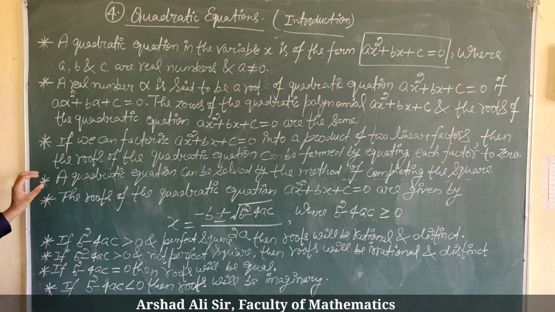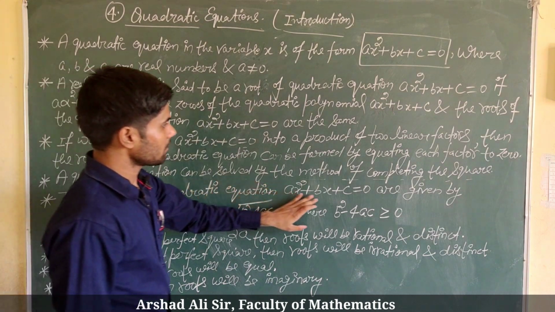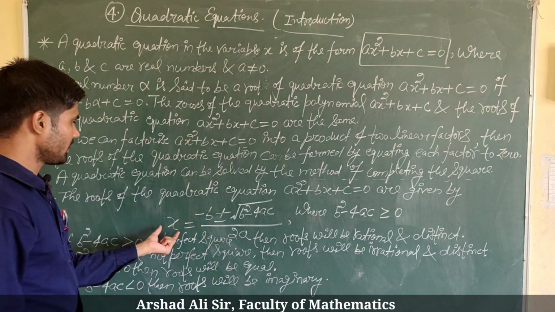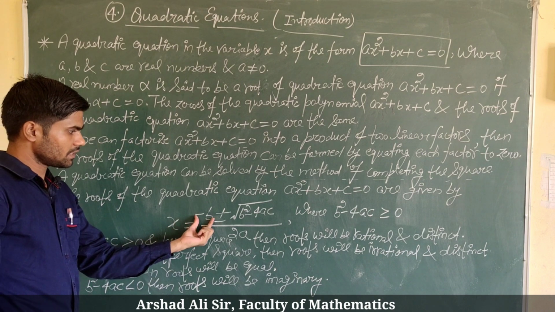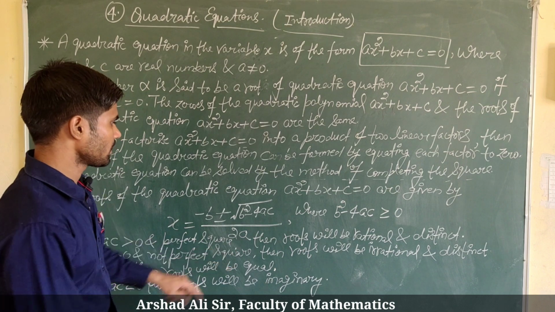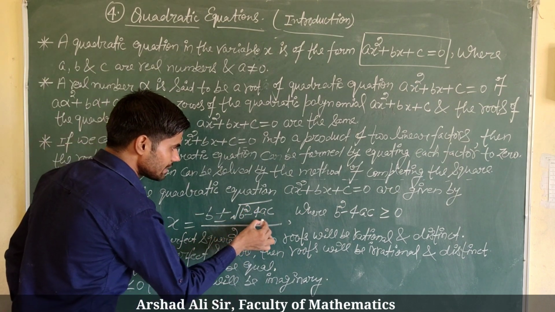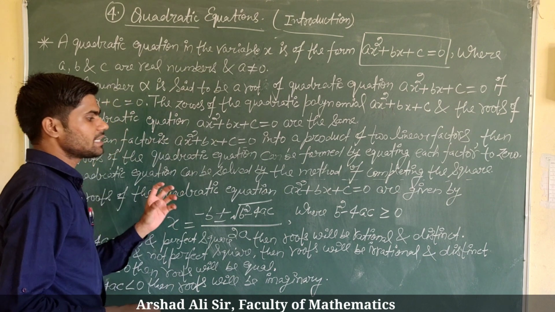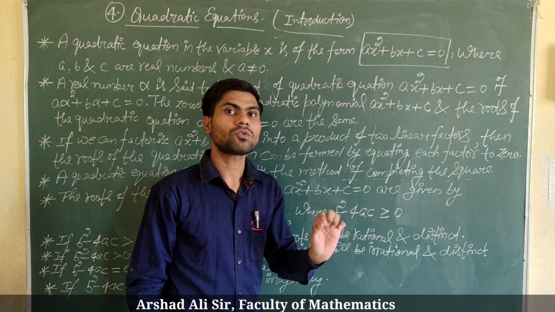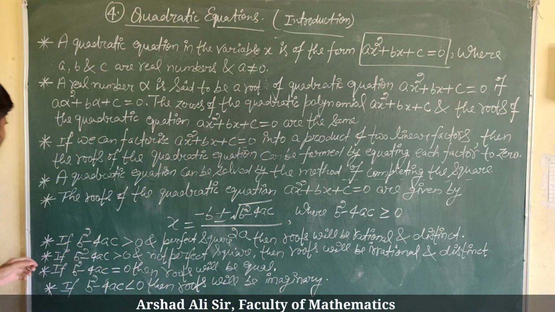Now the next point is, the roots of the quadratic equation ax square plus bx plus c is equal to 0 are given by this formula. Means x is equal to minus b plus minus the square root of b square minus 4ac upon 2a. b square minus 4ac is also known as the discriminant, and b square minus 4ac should be greater than or equal to 0 if we want to find the real roots. Now these are four important note points. You have to remember these points always.